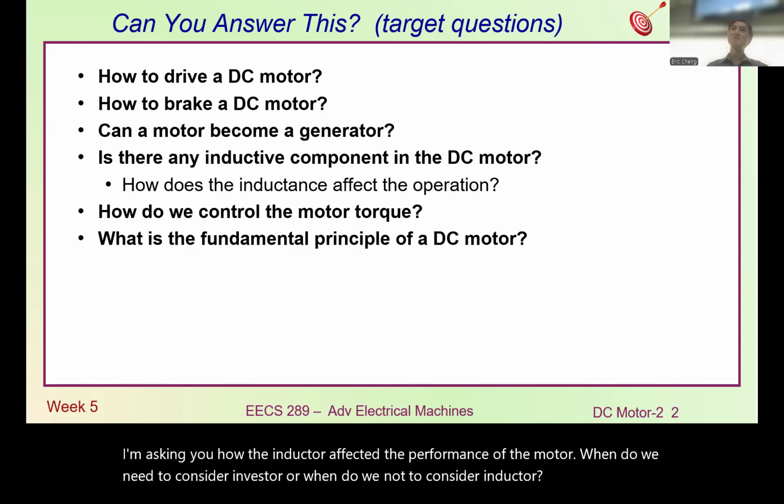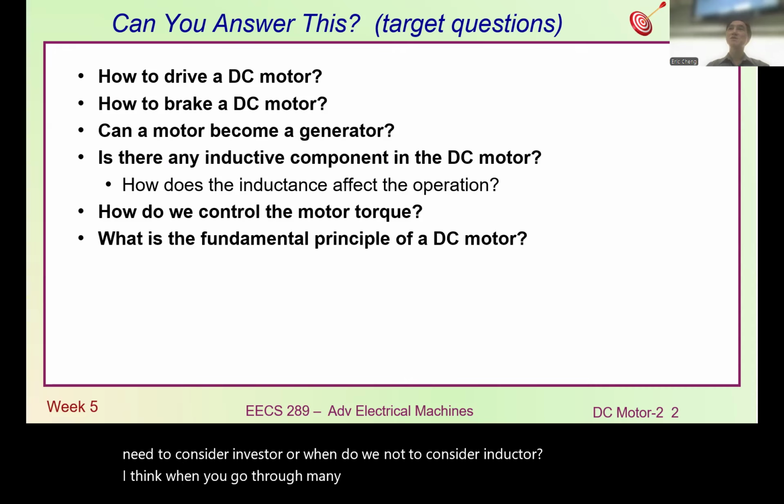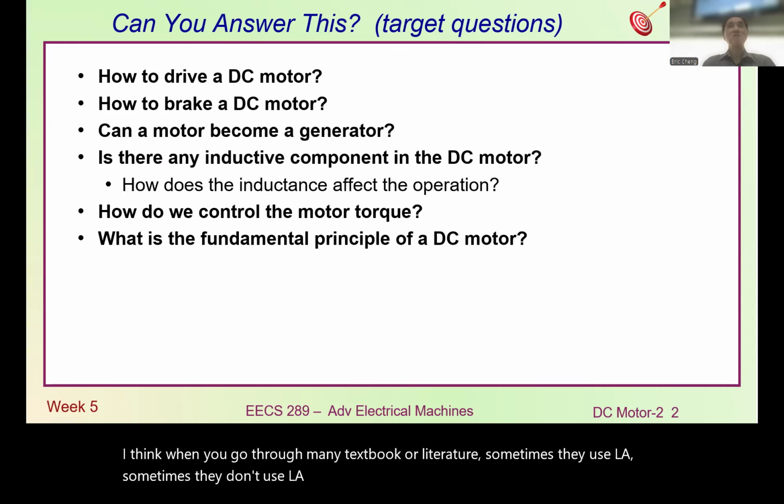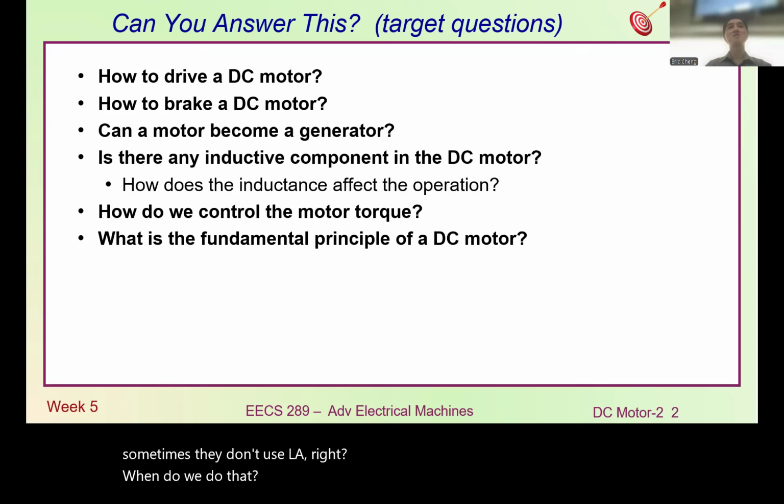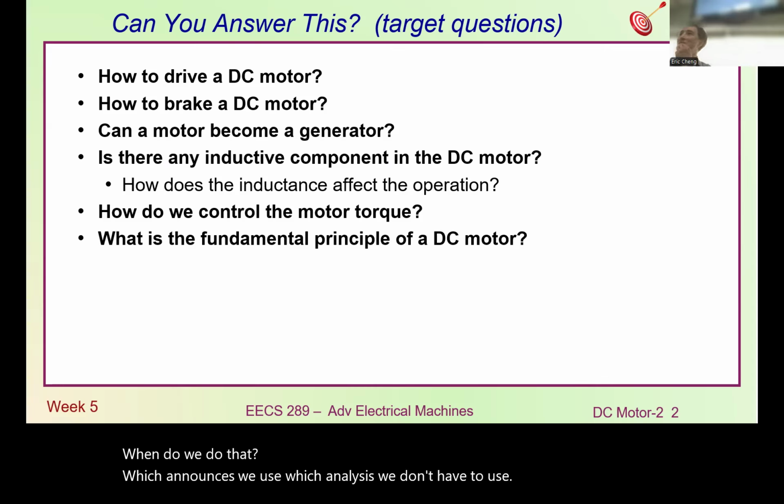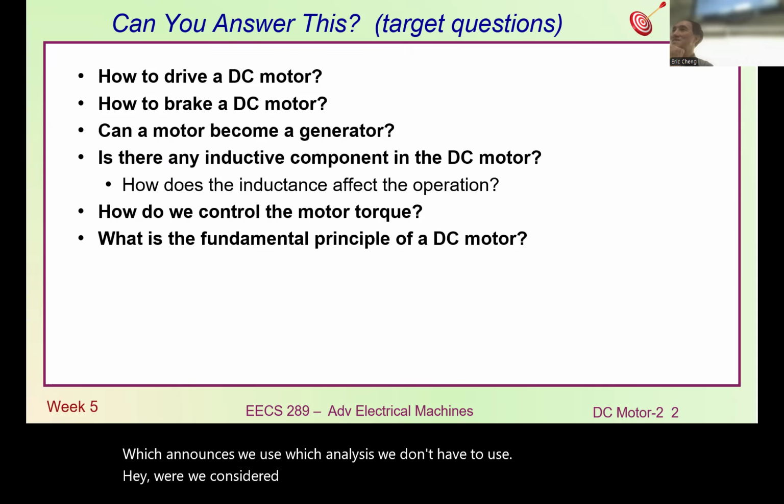When you go through many textbooks or literature, sometimes they use LA, sometimes they don't use LA, right? When do we do that? Which analysis do we use it for, and which analysis don't we have to? When we consider some losses or consumption of some magnetic, we use LA. Inductors have low loss.